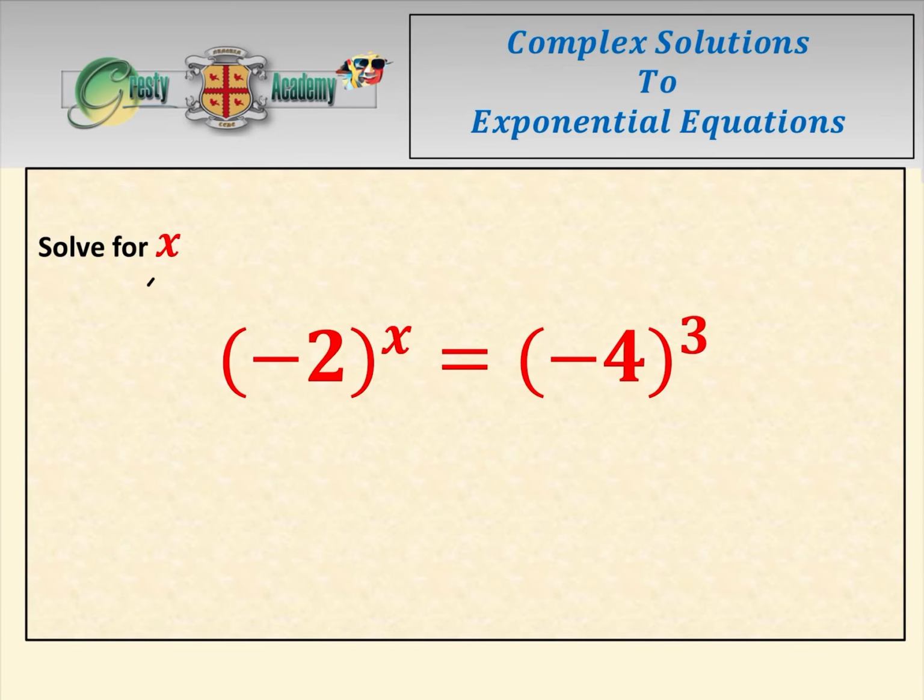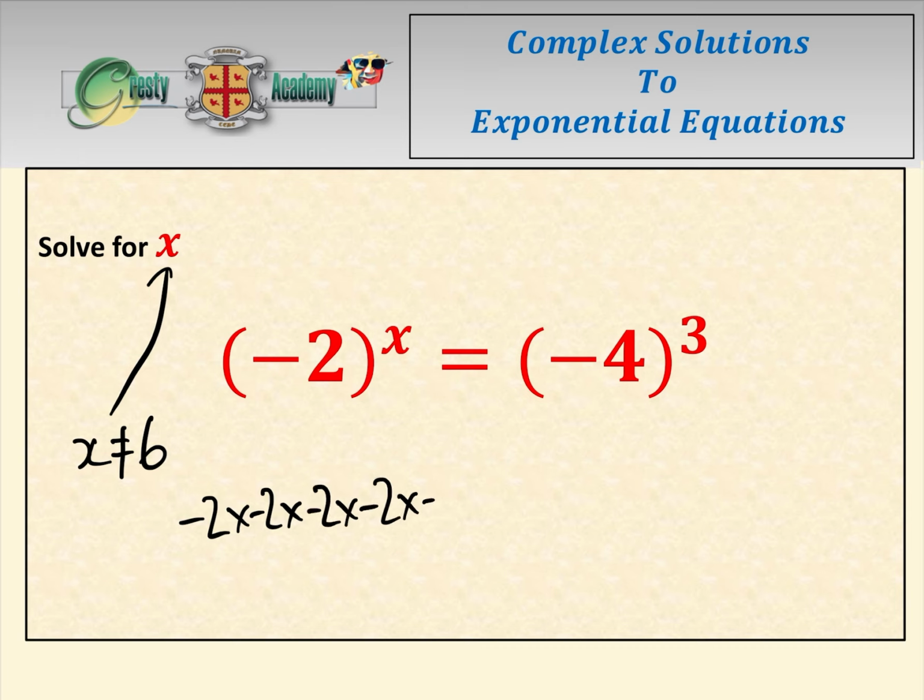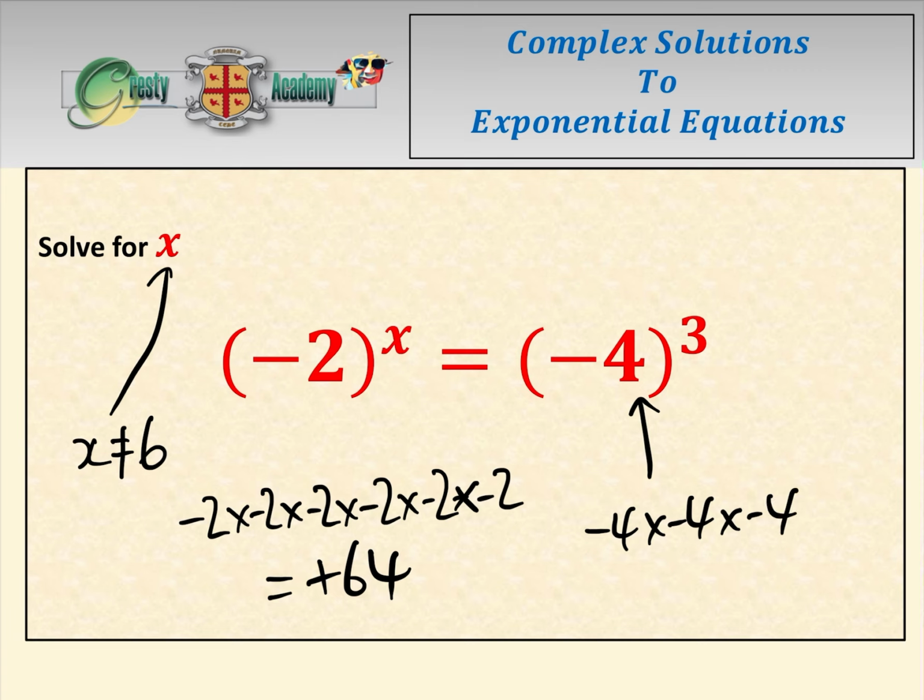So firstly, just to clarify something, x is not equal to 6 in this equation, because minus 2 to the power of 6 is minus 2 times minus 2 times minus 2 times minus 2 times minus 2 times minus 2, which is plus 64, and minus 4 cubed is minus 4 times minus 4 times minus 4, which is minus 64. So we're in the realm of complex solutions.